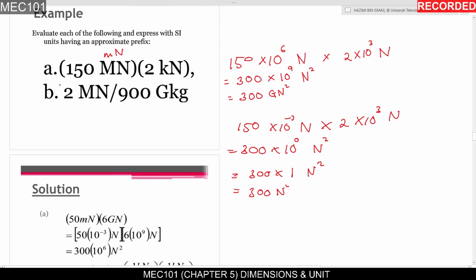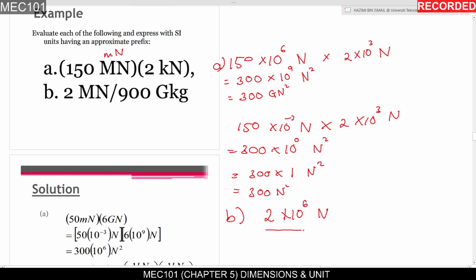Okay, for B, 2 meganewtons divided by 900 gigakilogram. So this is A. I put B here. So 2 mega means 10 to the power of 6 newtons.